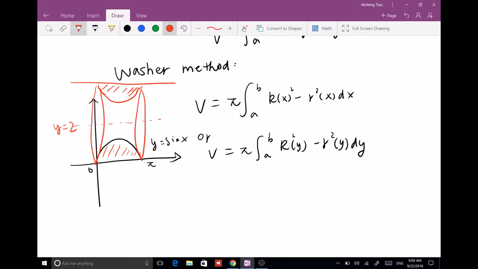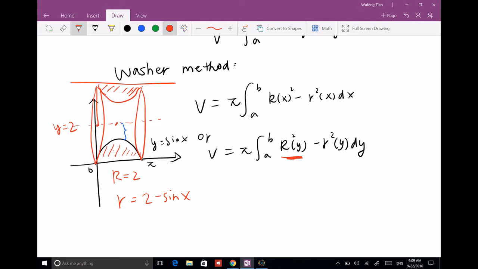So basically this is r, and the big R is 2, it's always 2. For this one, the big R is always 2, and you can find the small r, the middle small r. You have to subtract the small one. The small one equals 2 minus sine x. Then you can plug in and find the volume of the rotated region.